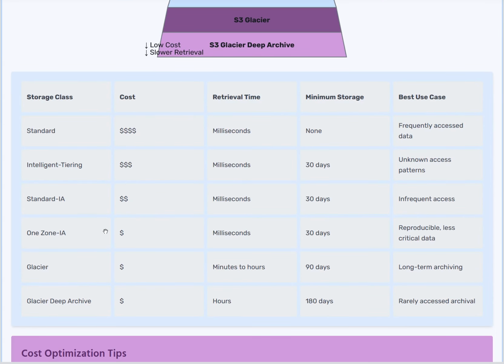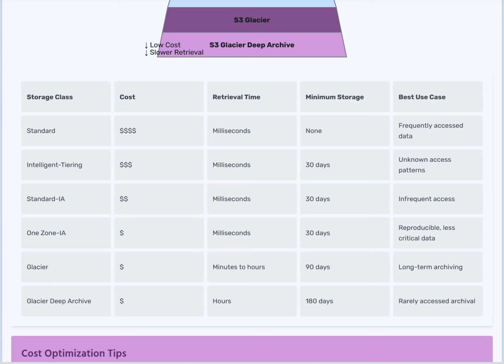Let's go into this table and look at storage class, cost, retrieval time, minimum storage, and best use case. Standard: cost is really high, retrieval time in milliseconds, and you don't have any minimum storage restriction. Best use case is frequently accessed data. Intelligent-Tiering: cost is less than Standard but more than the other classes, access is in milliseconds, and you need to keep data 30 days at least. It suits unknown access patterns.